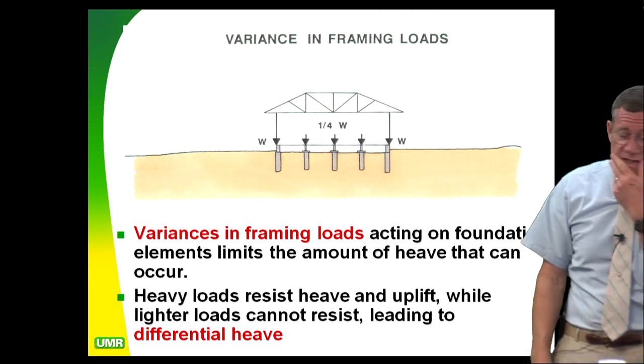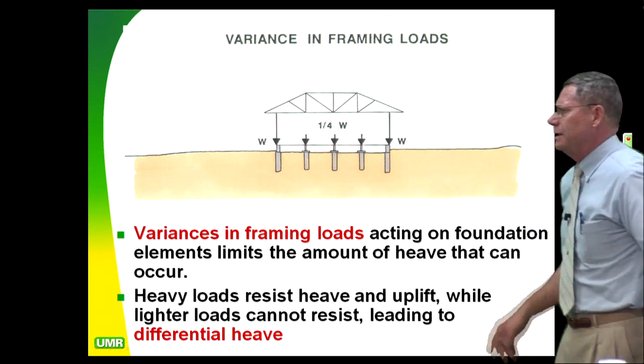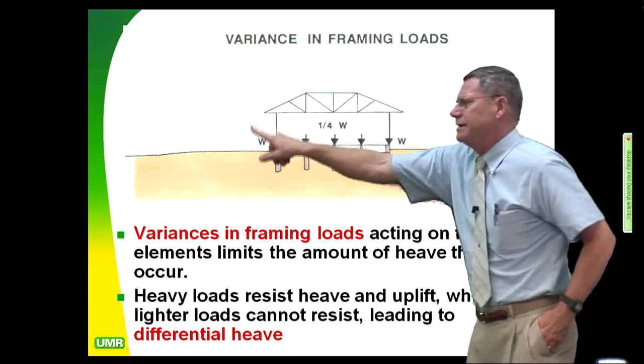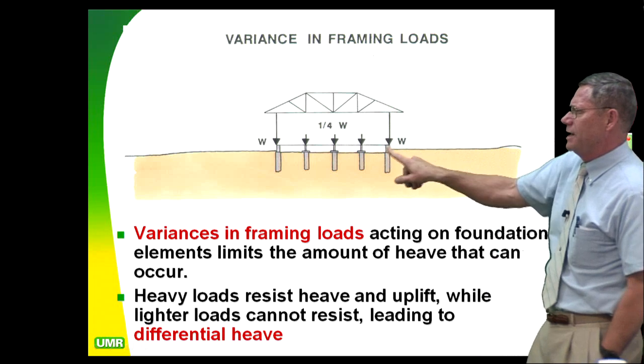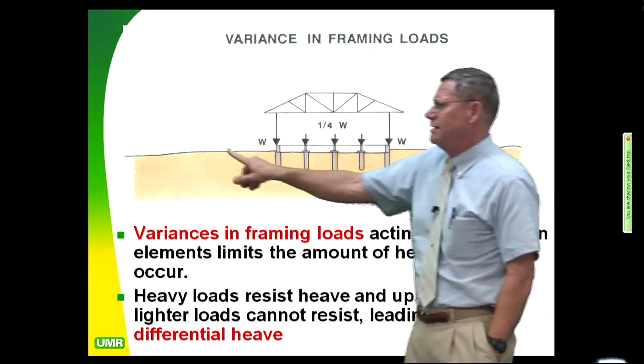Another factor you have to consider is variance in the frame loading. A typical tract house built like this is going to have heavier loads on the perimeter, and that's good because that's where you're going to have the most moisture change, out there on the perimeter.